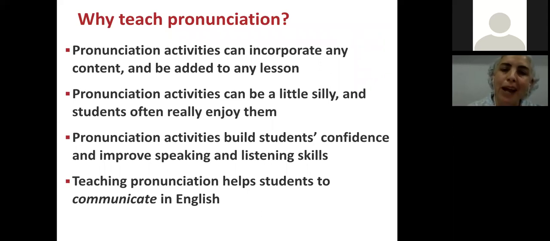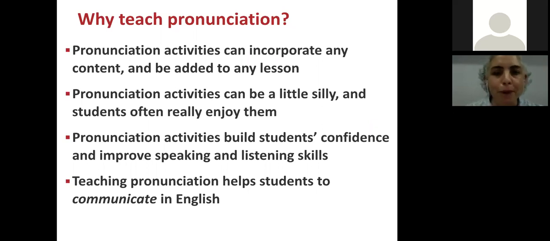Pronunciation activities don't have to be silly, but often they are, and students tend to have a lot of fun doing them. So they can be a really quick, fun, silly break for students from the rest of the activity that you're doing. Students just tend to really enjoy pronunciation activities.